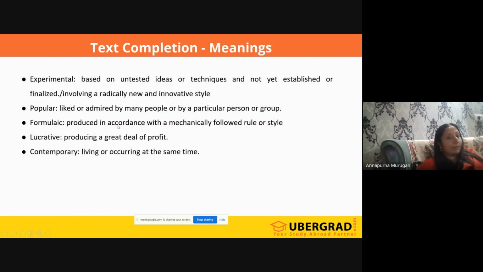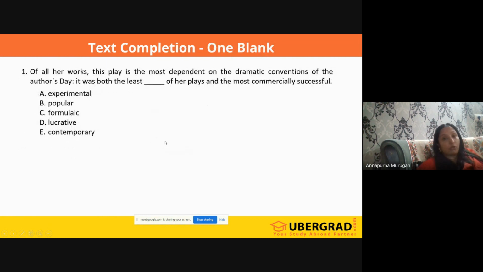Okay. So the next thing, lucrative. If it is least, what is the meaning of lucrative? Something which is producing great deal of profit. So it is commercially successful means it has more profit. If it is least lucrative, how can it be commercially successful? Isn't it? So therefore, look at the adjective also. Don't just go to the meaning. So see the adjectives what they have given. Least lucrative means least beneficial. If it is least beneficial, then how can it be successful?